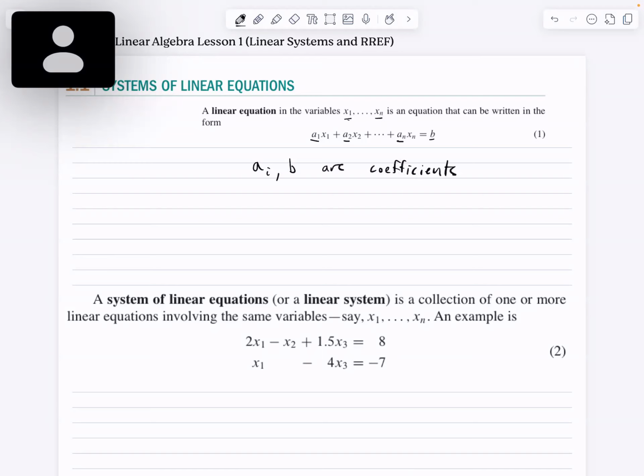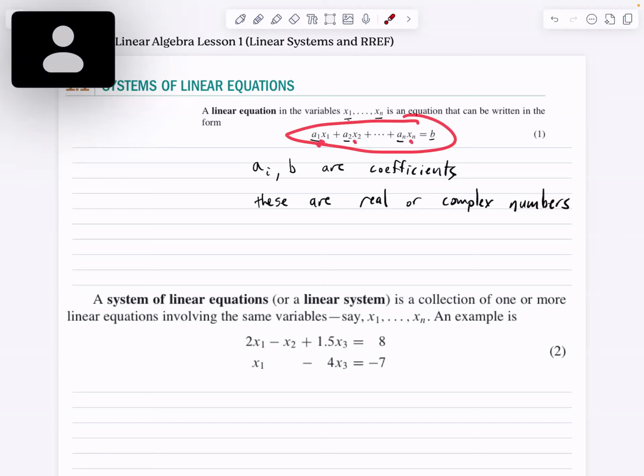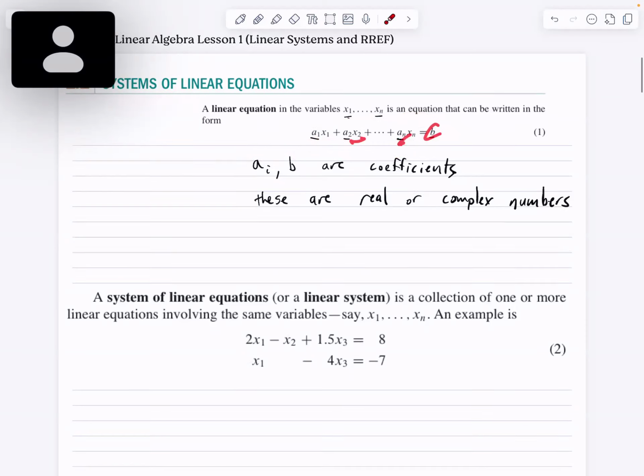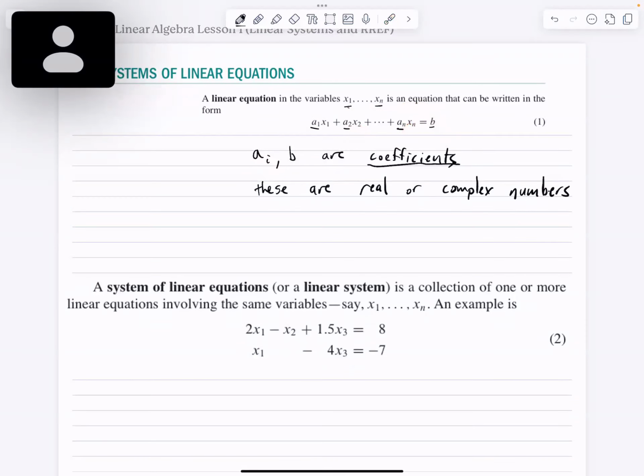For differential equations, those are allowed to be functions of t. For the purposes of linear algebra, these are just going to be real numbers, or they could be complex numbers too. And so a linear equation is just a sum of the variables times a bunch of coefficients, equaling a constant. These numbers can be zero, by the way, so they don't all have to be non-zero. You might not have all the variables represented, but those are the coefficients, and those are the variables.